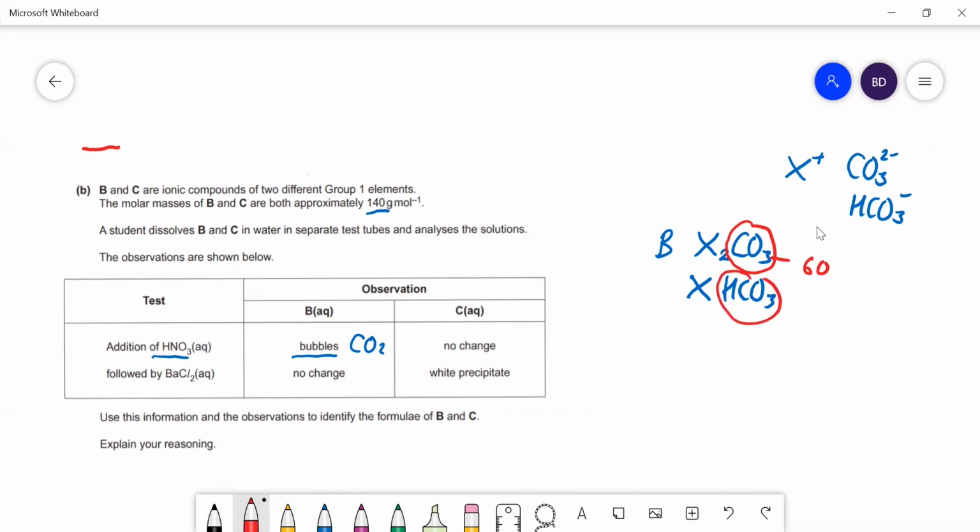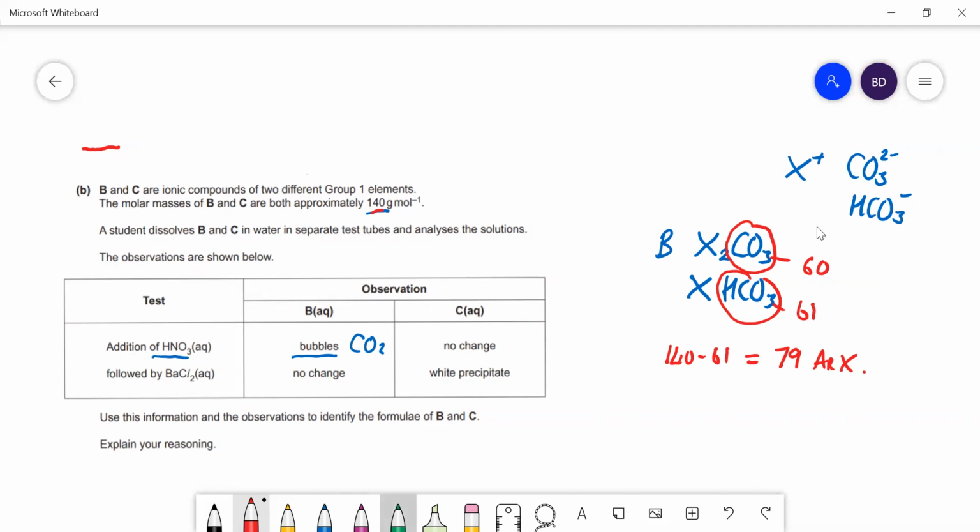That, obviously, is going to weigh 61. Let's just see if it could be the hydrogen carbonate. So the MR is about 140. So if we do 140 minus 61, that gives us 79, doesn't it? Okay. As the AR of X. And if you look, none of the alkali metals have an AR of 79.